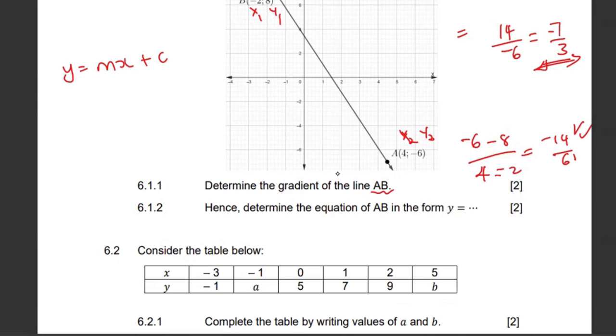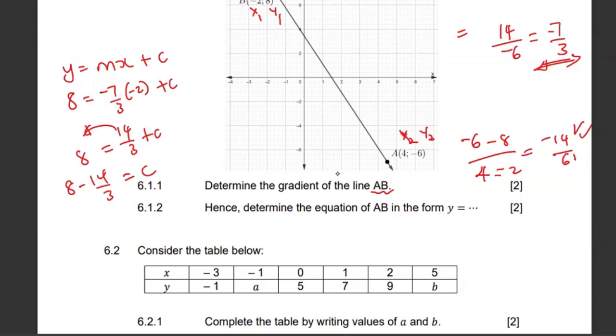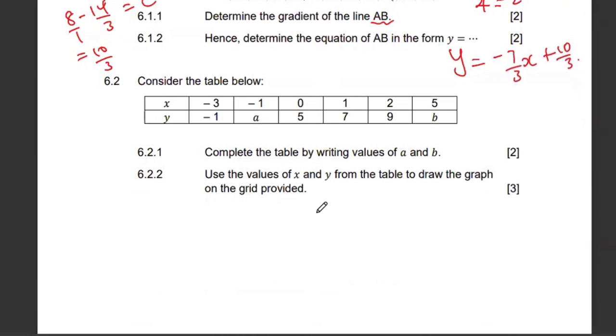let's use 8 and negative 2. So 8 is equal to negative 7 over 3 times negative 2 plus c. So this is going to give us 14 over 3 plus c is equal to 8. Let's move the 14 over 3 that side. 8 minus 14 over 3. So when you subtract this, I'll get 10 over 3. Let's confirm that with the calculator. Yes, it's 10 over 3, meaning that y is equal to negative 7 over 3x plus 10 over 3. Then 6.2, consider the table below.